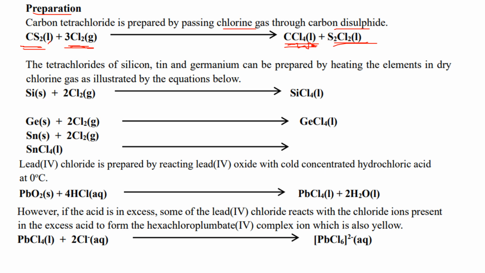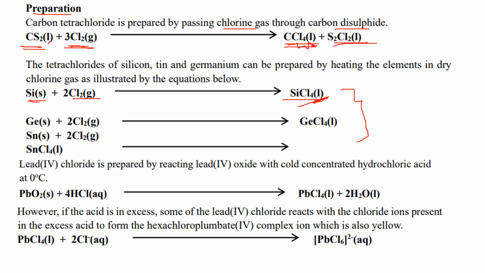The other tetrachlorides, except that of lead, can be prepared by directly heating the element with dry chlorine gas. When you heat silicon together with dry chlorine gas, we form silicon tetrachloride. And all the tetrachlorides are covalent, joined by simple molecular structures, and they exist in liquid states. All the tetrachlorides of group 4 elements are liquids.